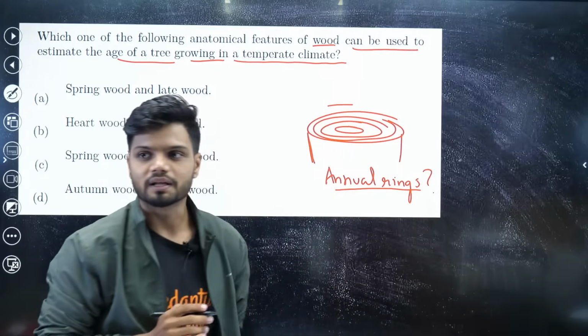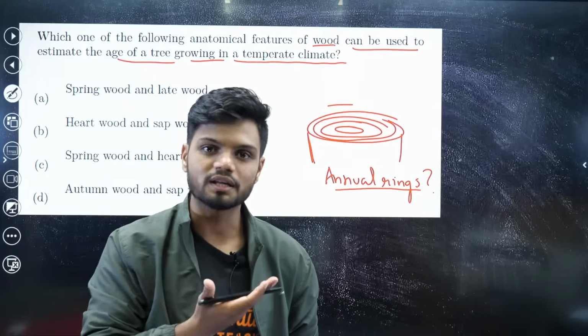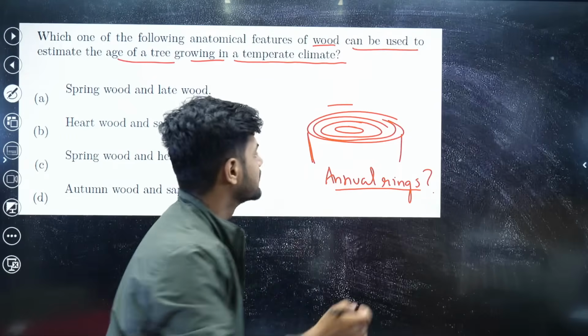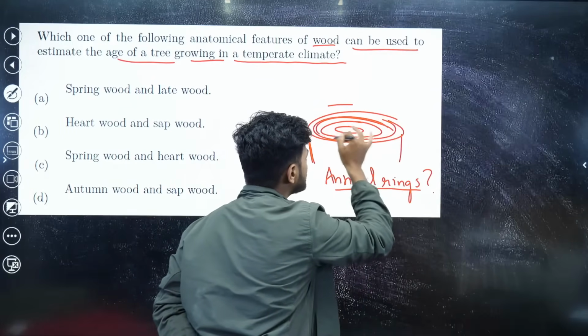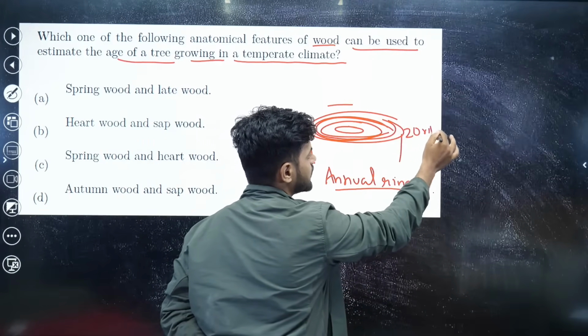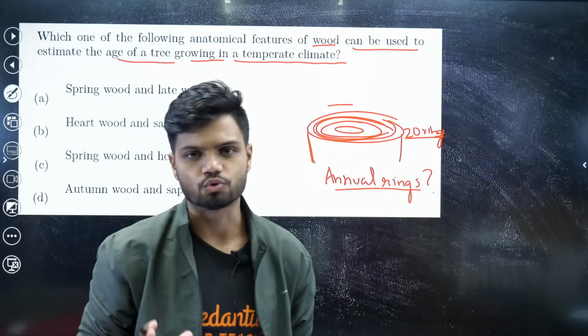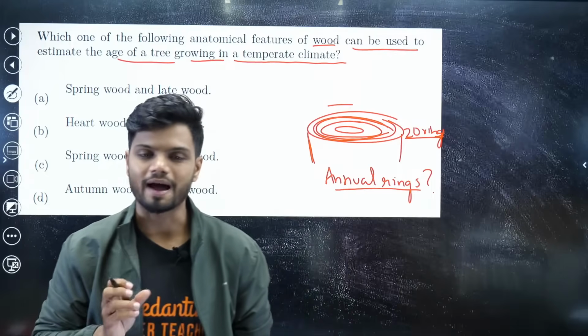Like how you celebrate your birthday every year, whenever the tree gets older by 1 year, there will be one ring formed here. Imagine there are around 20 rings here. If there are 20 rings here, the tree is that many years old. Okay, counting the number of annual rings.